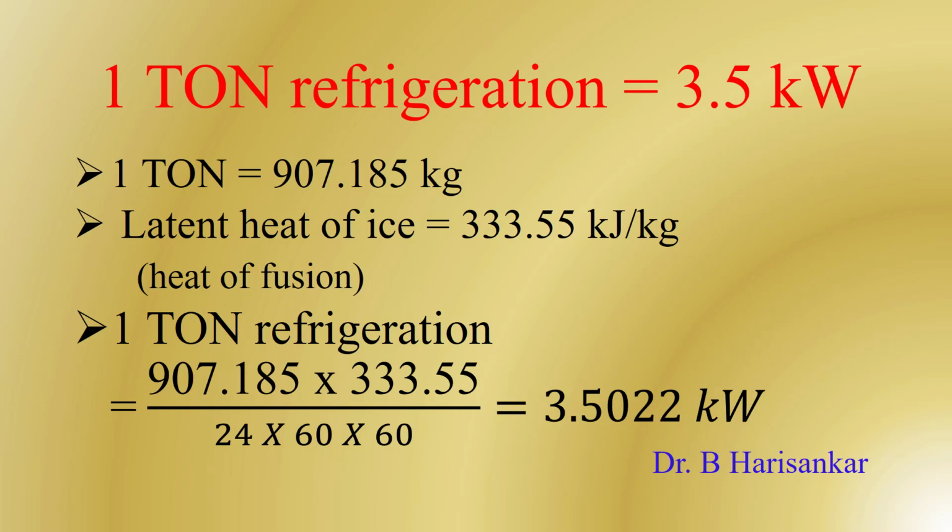The same unit of ton of refrigeration is used in present days also. While we are buying a refrigerator, we ask how many tons of refrigerator are required. While we are buying an AC, we say 1 ton AC required, 1.5 ton AC required, 2 ton AC required, like that. So everywhere we are using the word ton, that is the unit for refrigeration, which equals 3.5 kilowatt.